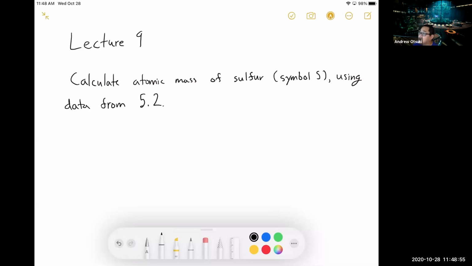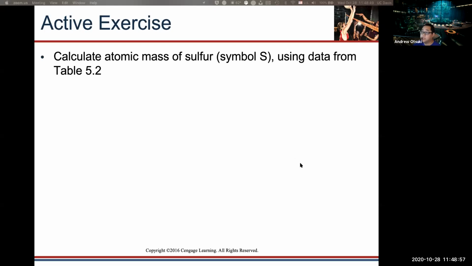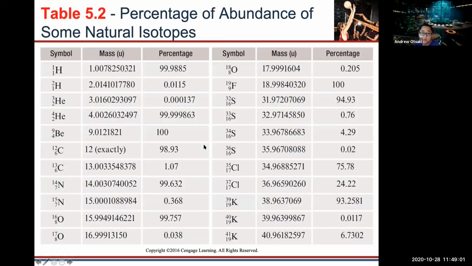So let's share the PowerPoint. If we go back a slide, we can see this has a table of a percent abundance of some natural isotopes, and the values we want to use are right here. So let's go back to our whiteboard here, and let's start this problem.